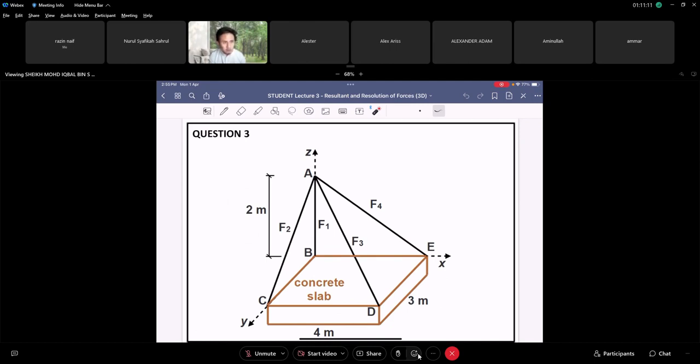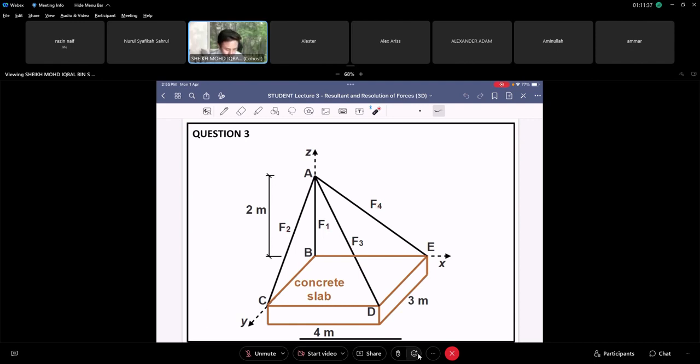Because there's no angle given, the only thing that is given is the magnitude, which is the length of each of these forces or cables. We can calculate the magnitude for each and every one of these forces first, because that's the only data that we have, the magnitude, the length. So we can straight away calculate the magnitude for each and every one of these cables.